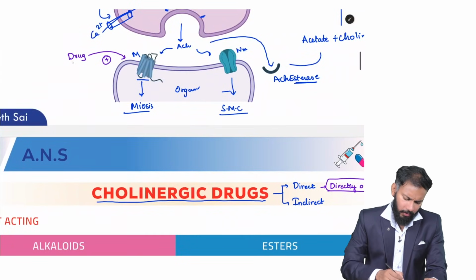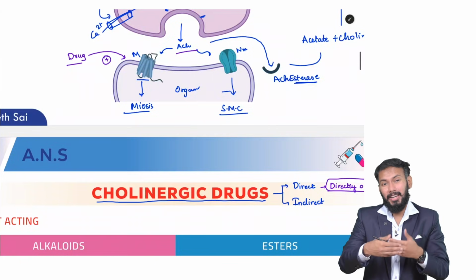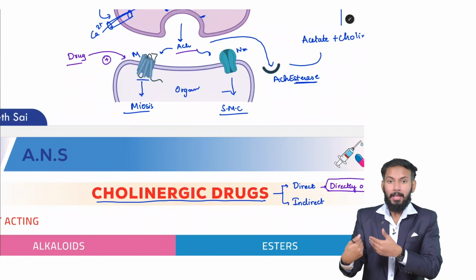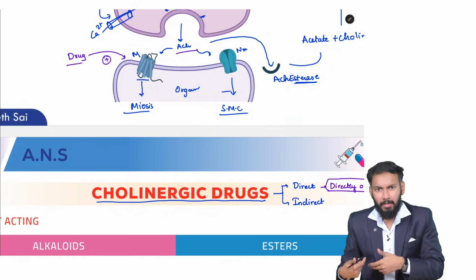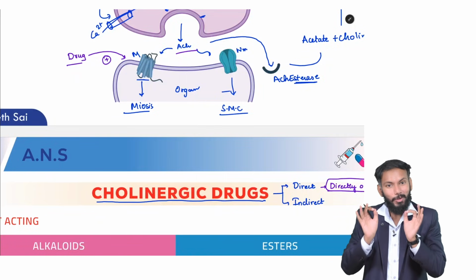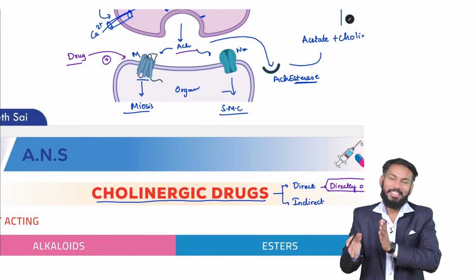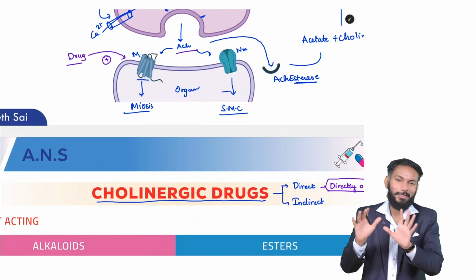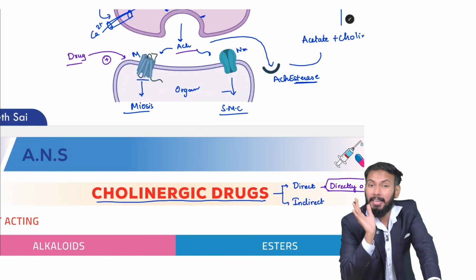So if we give a drug that looks like acetylcholine, will it act on the receptor? Yes, it will. That is what is known as direct acting drug. If it is increasing the function, that is what is known as agonist. If it is decreasing the function, that is what is known as antagonist. That is what we have studied. So we have finished the direct acting drugs. These are agonist and antagonist.